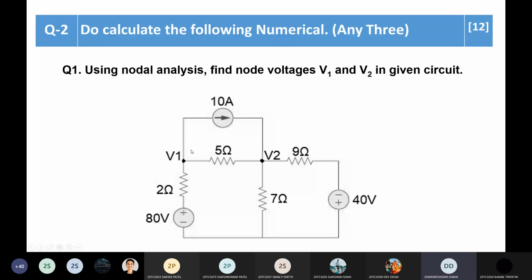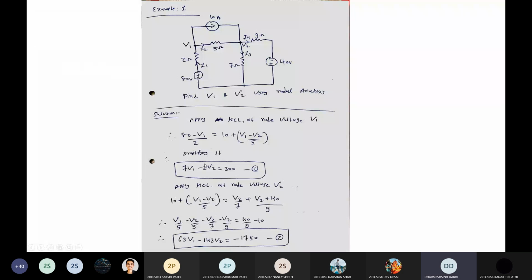And here 10 ampere current is leaving the node V1. And suppose I assume that the current flowing into this 5 ohm is also leaving the node V1. So the equation is, you can see here: 80 minus V1 divided by 2 is equal to outgoing current 10 ampere plus current flowing into this 5 ohm, V1 minus V2 divided by 5. If you simplify this, you get the answer 7V1 minus 2V2 is equal to 300.